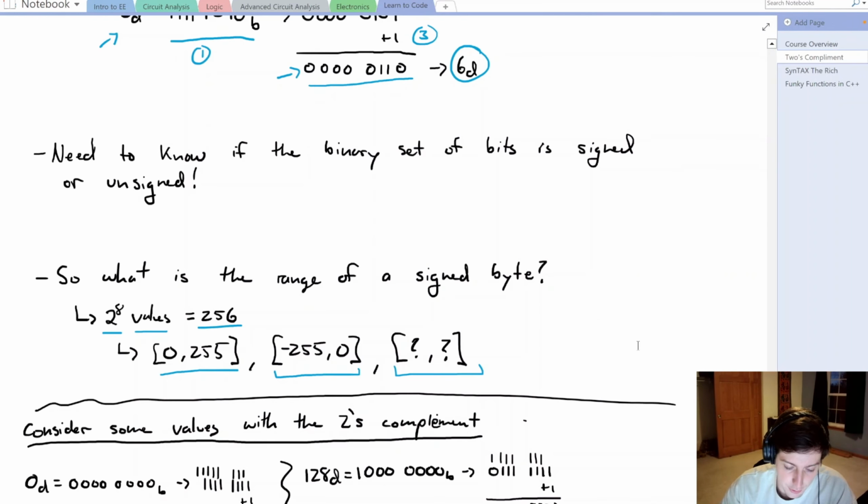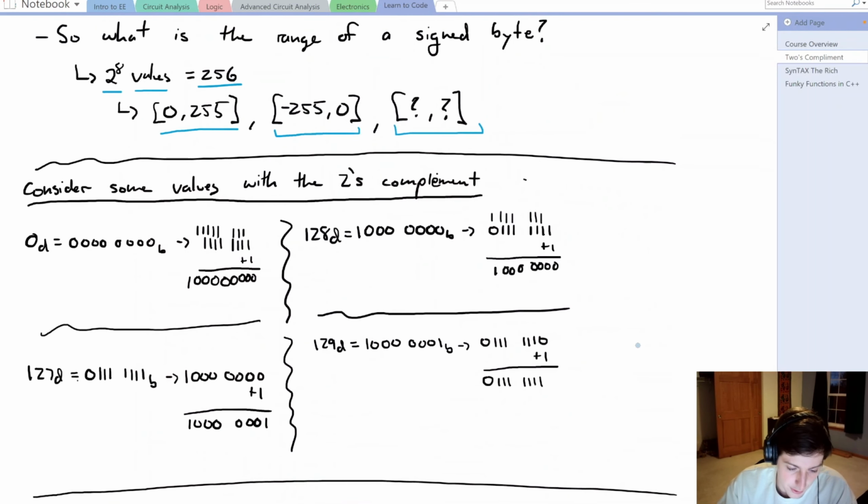So let's look at a few conditions. And first we're going to take 0, because that's always easy to work with. So the decimal representation is here. We take the complement, which is all 1s, and then we add 1. Notice that we have this continuous rollover here. And this is our number.